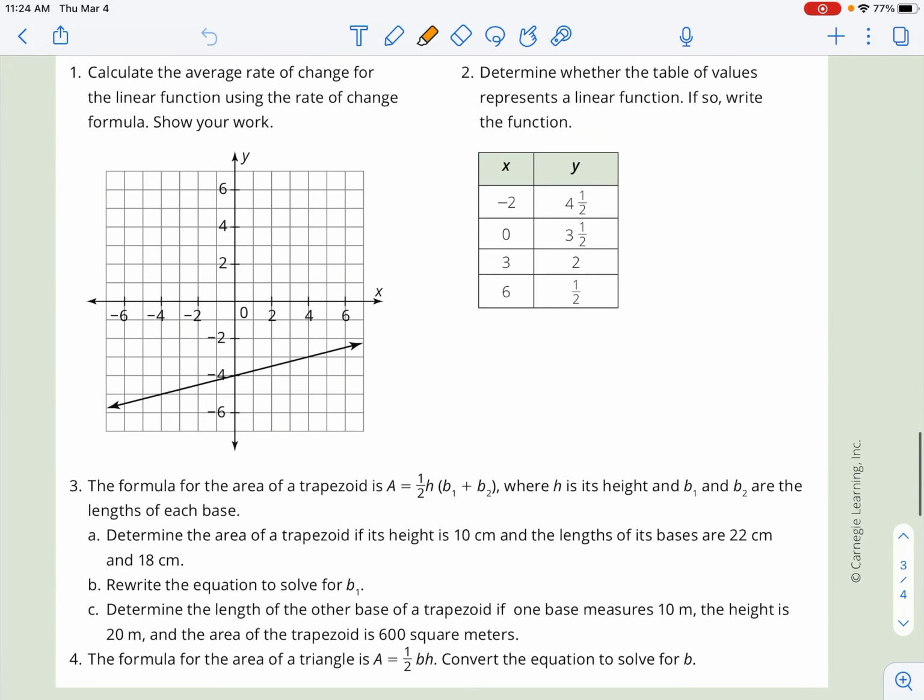Okay, question 1, we're doing review 1 through 4 actually. Number 1, calculate the average rate of change. So we want to basically find the slope. Find me 2 nice points on this graph.